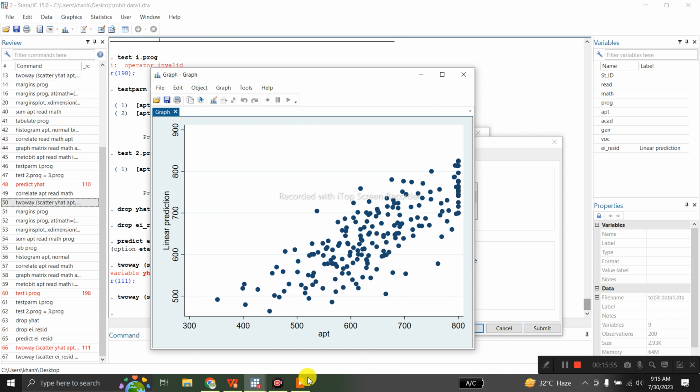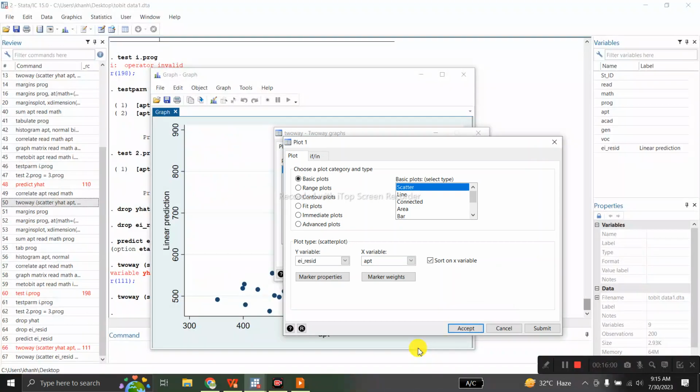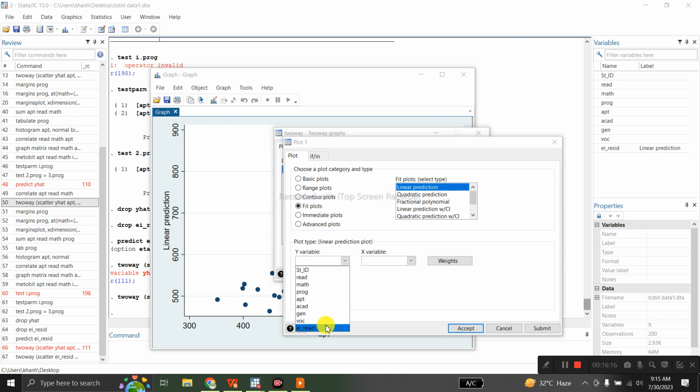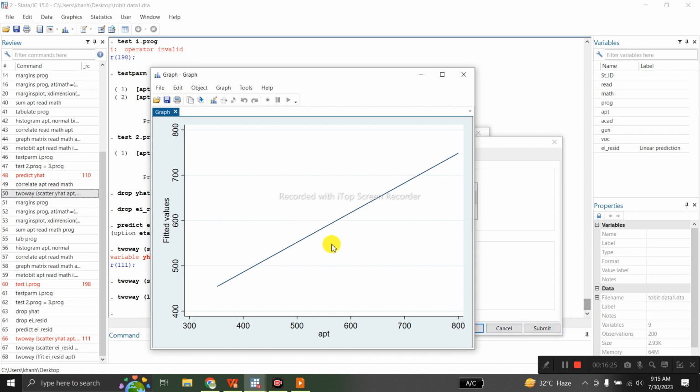Now I want to fit a plot to this. So after this, I'll click on this, plot, and again erase it, and accept, and now if I submit, this is my plot fitted for this data.